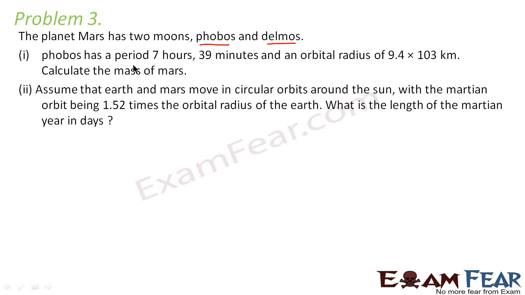Phobos has a period of 7 hours 39 minutes and an orbital radius of 9.4 into 10 to the power 3 kilometers. Calculate the mass of Mars. So Mars has two moons. One of the moons has a period of 7 hours and 39 minutes and an orbital radius of 9.4 into 10 to the power 3 kilometers. So we have to calculate the mass of Mars. So how do we do that?